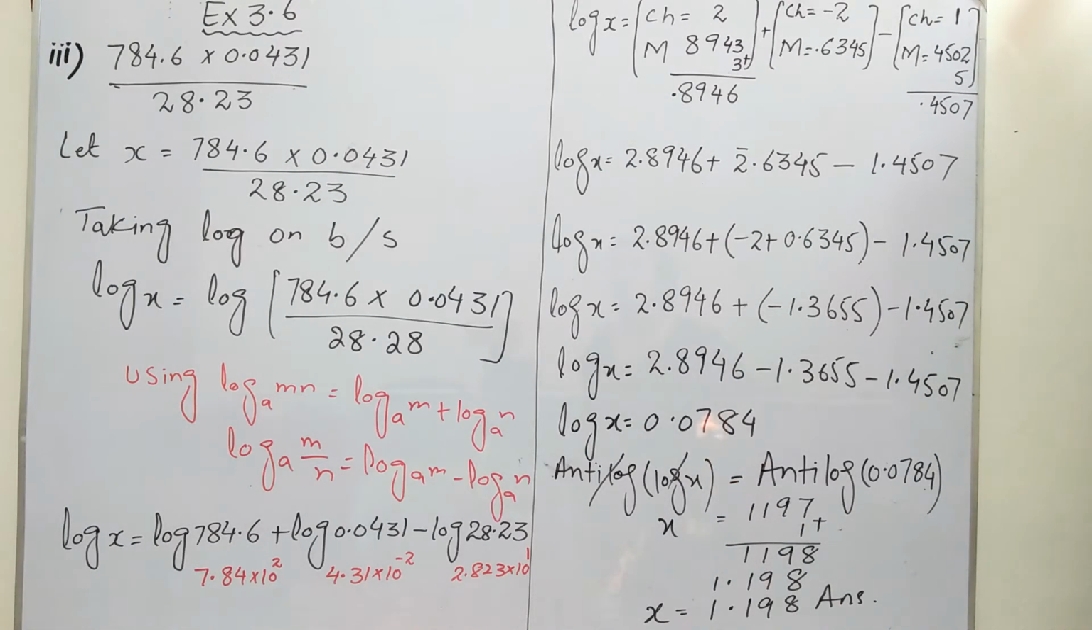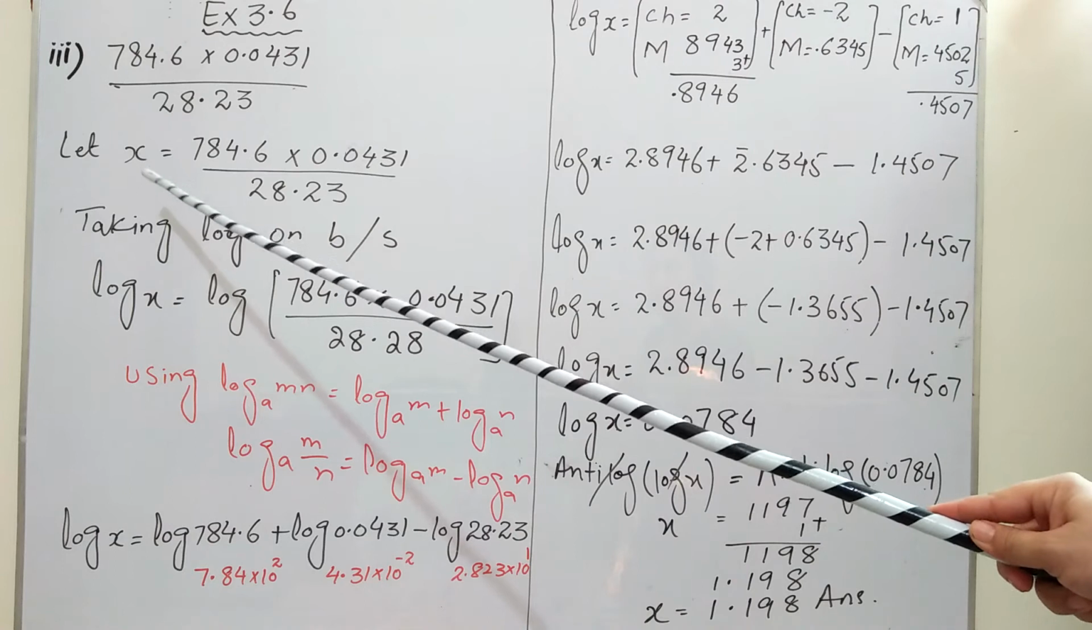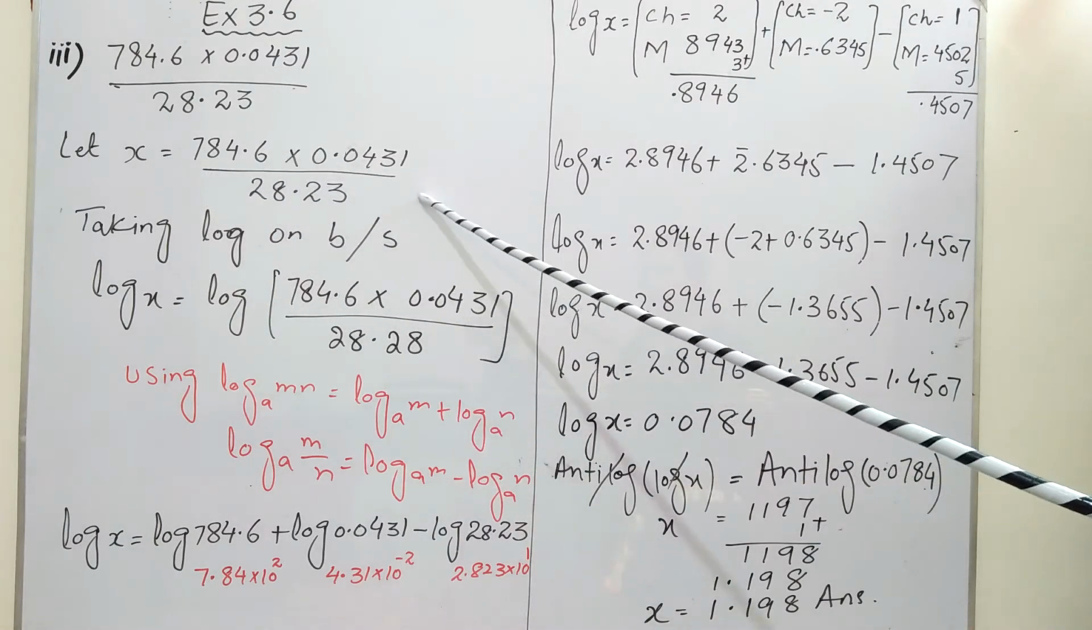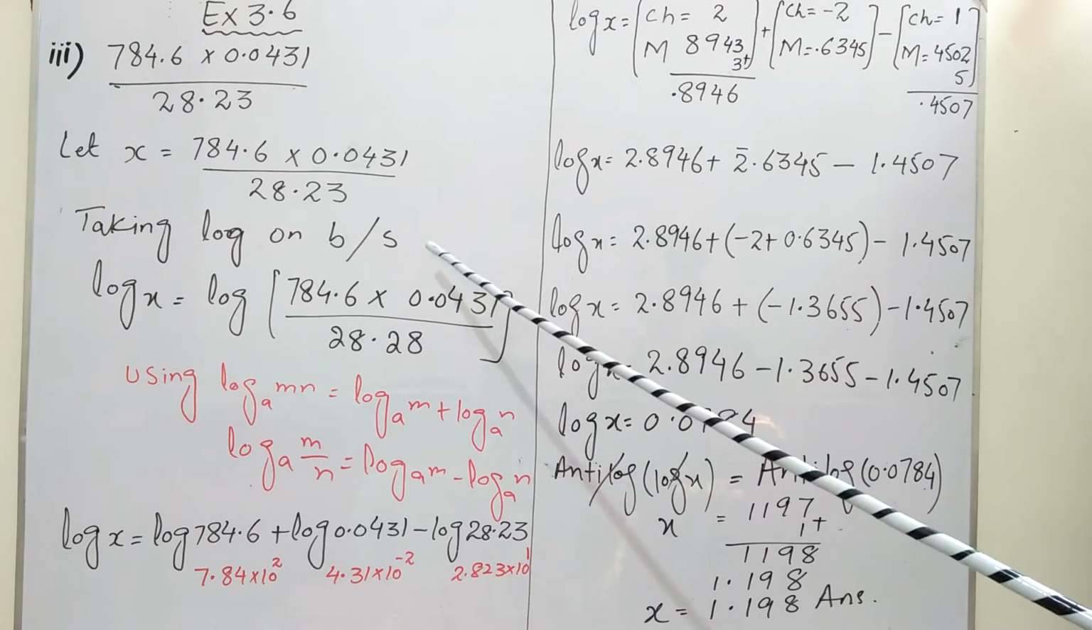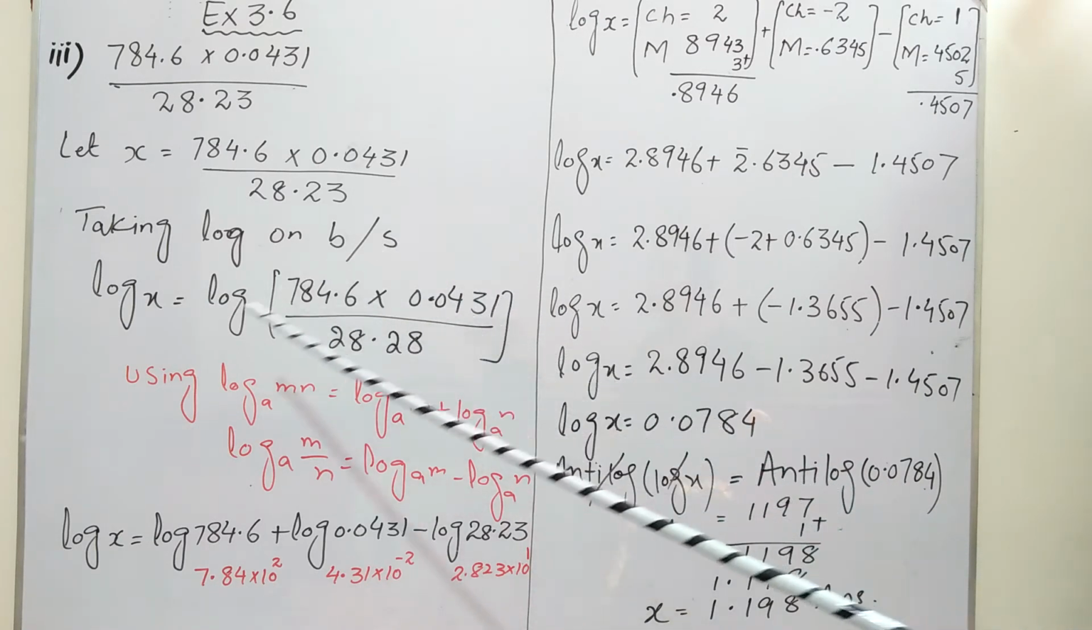Bismillahirrahmanirrahim. This is question number 3 of exercise 3.6. First of all, we let this value of the question equal to x. So x is equal to this value. Now as we have to solve the question by using the logarithm, we will take logarithm on both sides.